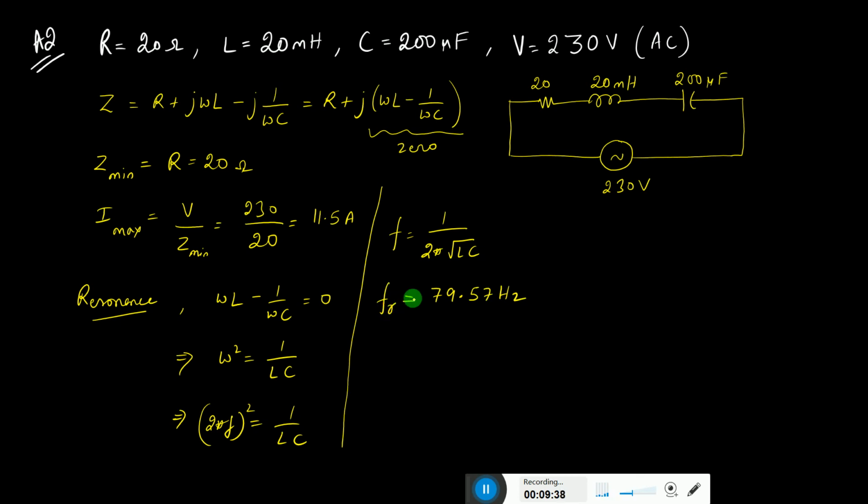So at this frequency, let us say fR, resonance occurs and the XL value and the XC value match and cancel each other, and we get a maximum value of the current.